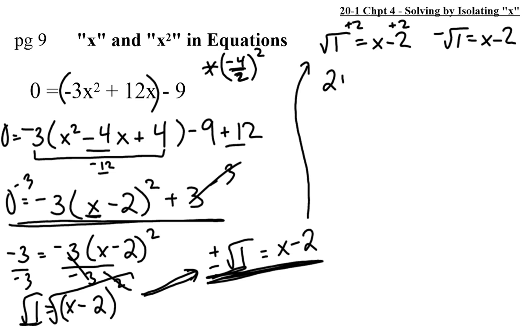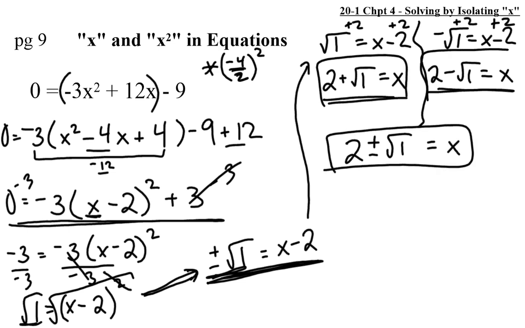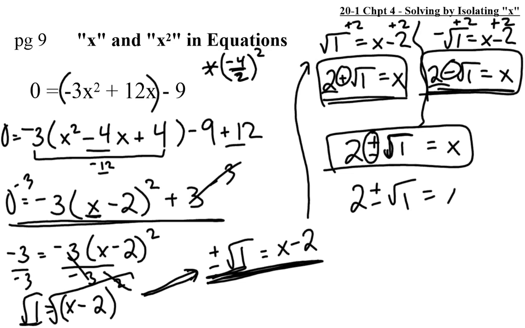We have 2 plus root 1 equals x. Second situation, add 2. 2 minus root 1 equals x. Two possibilities for x where we have 2 and then we're adding or subtracting root 1. So a simplified way of writing those two things. 2 plus or minus root 1. That's your x value. So lots of interesting stuff there.